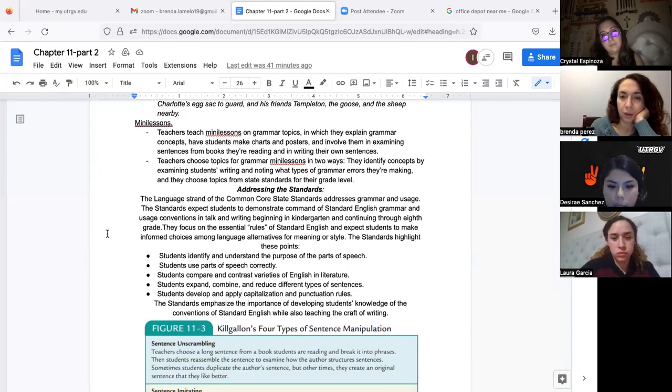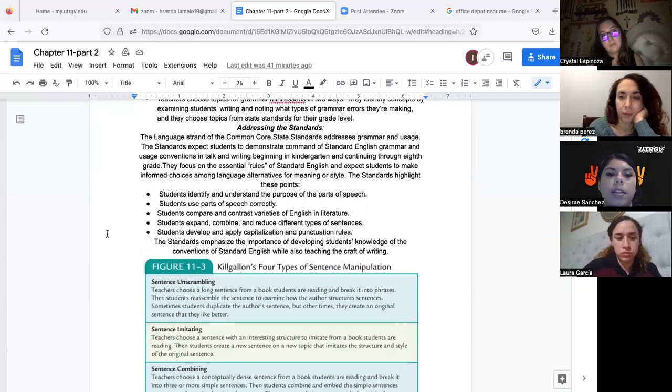Moving on to addressing the standards, the language strand of the Common Core state standards addresses grammar and usage. The standards expect students to demonstrate command of standard English grammar and usage conventions in talk and writing beginning in kindergarten and continuing through 8th grade. They focus on the essential rules of standard English and expect students to make informed choices among language alternatives for meaning or style. The standards highlight these points.